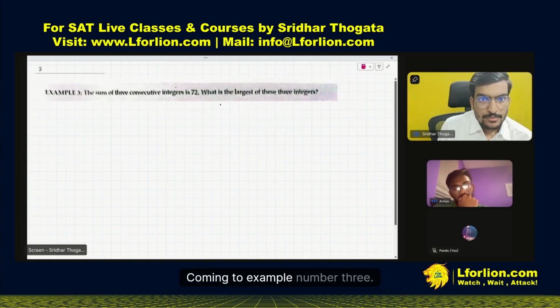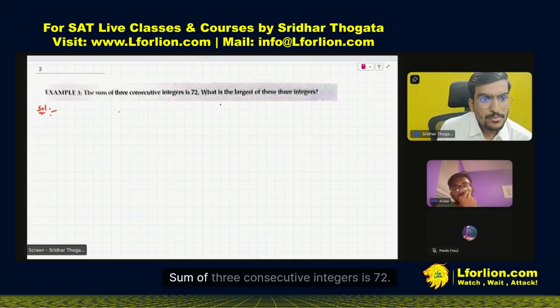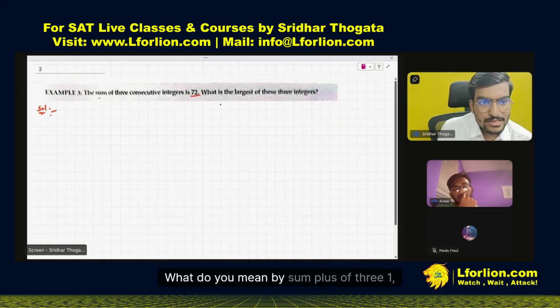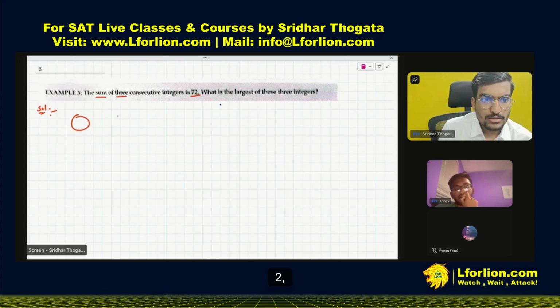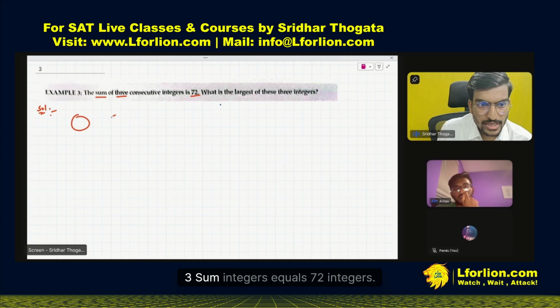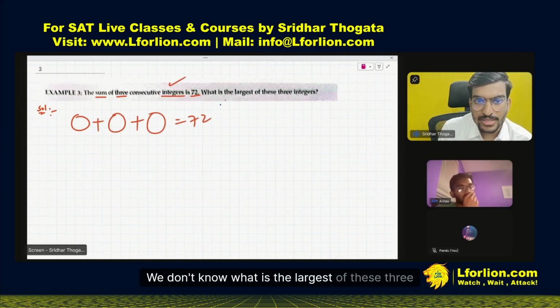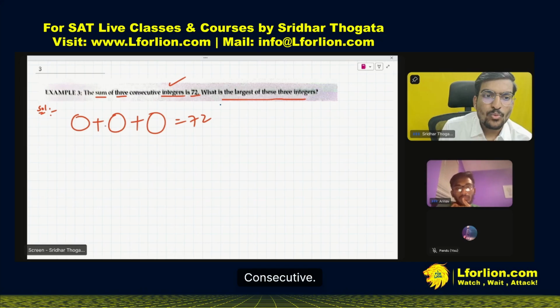Coming to example number 3. The sum of 3 consecutive integers is 72. What do you mean by sum? Plus of 3: 1, 2, 3. The sum of the integers equals 72, and we don't know the integers. What is the largest of these 3 integers?